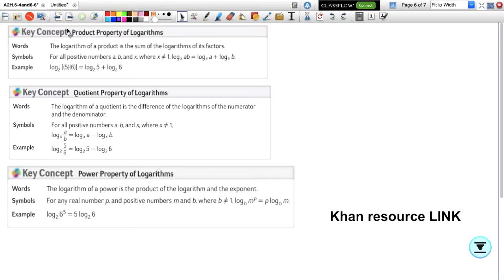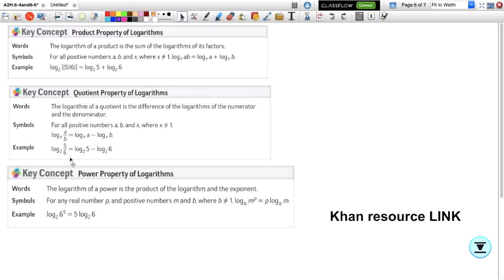Okay, so let's talk about these 3 properties. Maybe take a second, write these down in your notes, and then we'll look at the Khan resource. It's not practice, it's actually one of their articles, and I thought it was pretty darn good, so I thought it would help guide our discussion today with some examples in it. So this is from our text first.